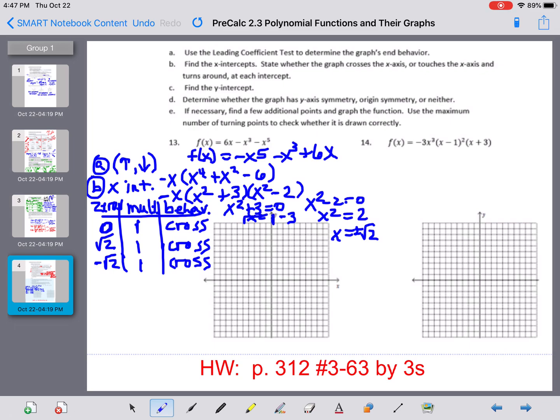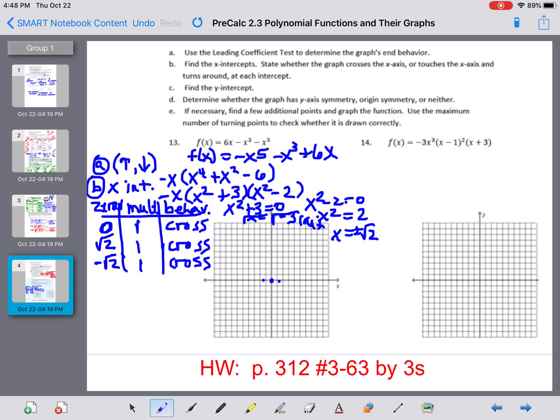And I'm going to just remind us that we can't take the square root of that, right? So you can't. All right, so at 0, I want to cross once. At radical 2, which is like 1.4-ish, okay, I'm going to cross once. At negative 1.4-ish, I'm going to cross once. Okay.